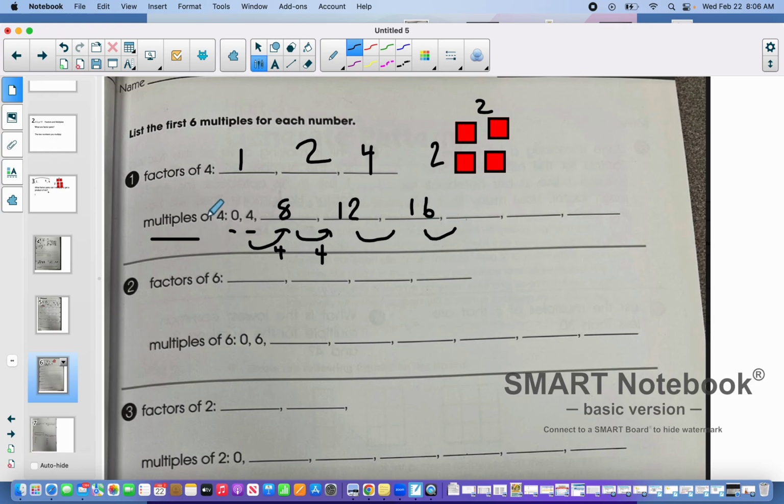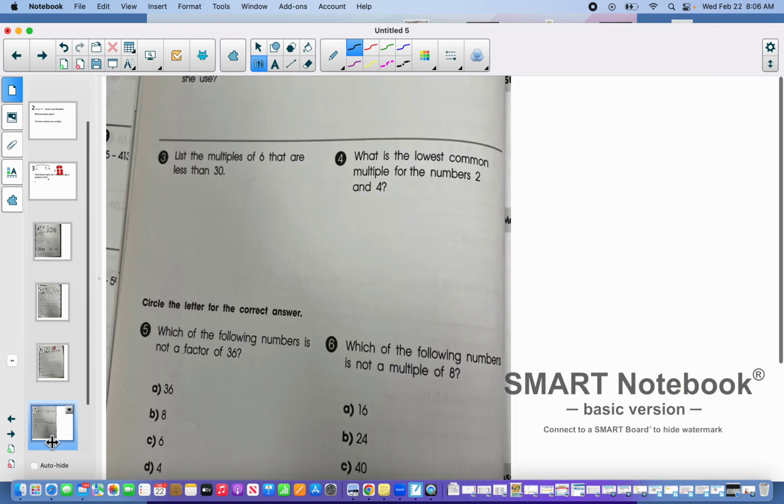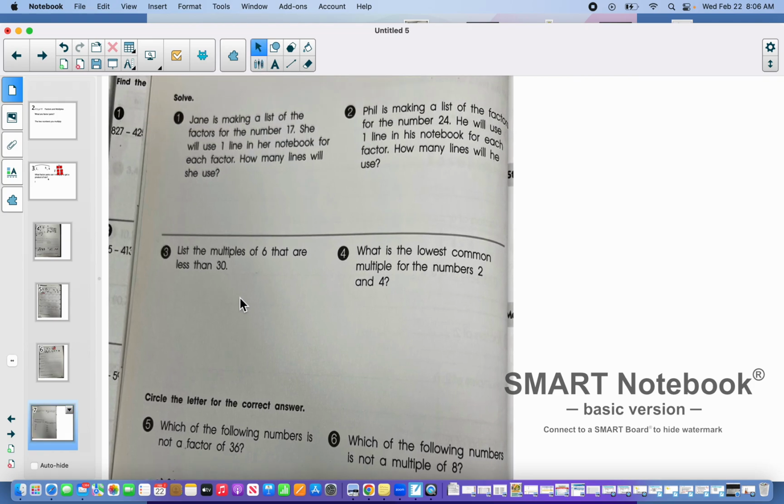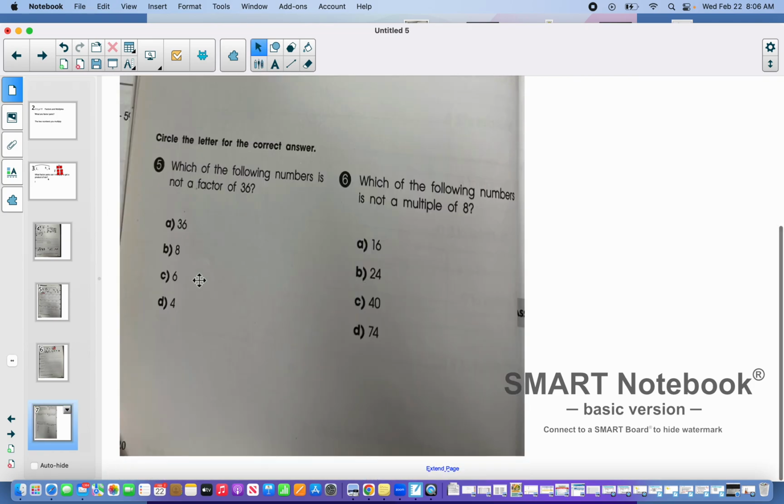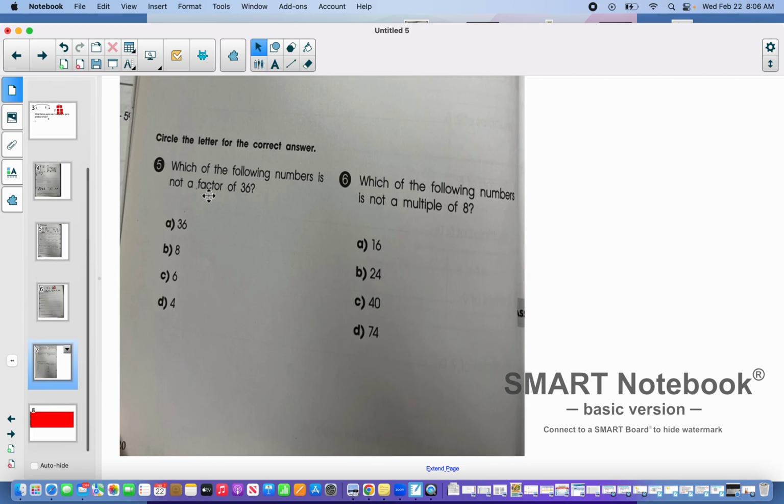Add another 4. The next multiple of 4 is 20. 24. And 28. Okay, so these are factors, and then multiples are these. So you're going to try the rest of that page. Okay. This page here, just be careful with the directions. Make sure you're understanding the difference between factors and multiples.